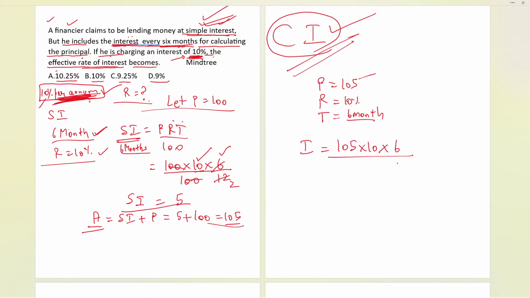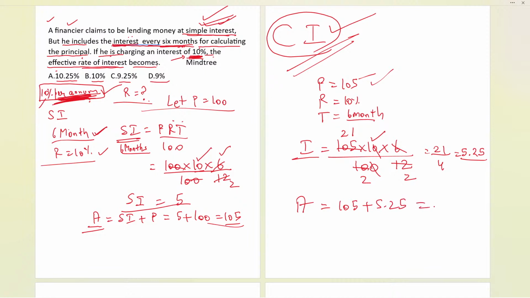But 6 months we have to convert into years, because 10% is per annum, or per year. Now like this we can divide. 0, 0 cancelled over here. 6 times 2, and now 5 times 2, that is 10, and 5 times 1. Then 21 by 4 if I divide, we get 5.25. Okay, that is the interest. Now the principal over here is 105. The final amount will be 105 plus 5.25, which gives us 110.25. This is the final amount.